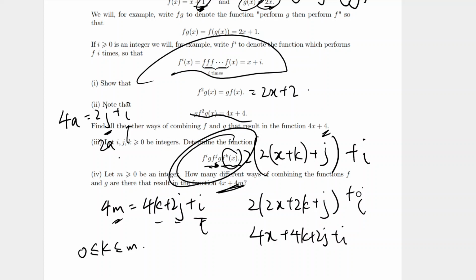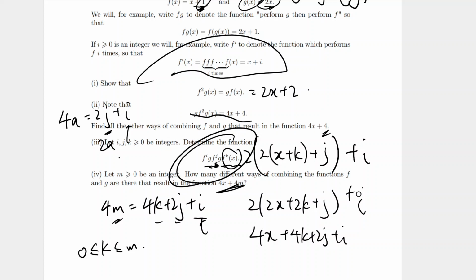Suppose k is 0. When k is 0, how many ways have I got then? Well, I have 2m ways of choosing my j. Right? Okay, when k is 1, what happens? What is this equivalent to? This is equivalent to saying 4 of m minus 1 equals 2j plus I, right? And as I said, how many ways are there? Plus 2 times m minus 1. And the sequence continues, right? Plus 2 times m minus 2 and so on.